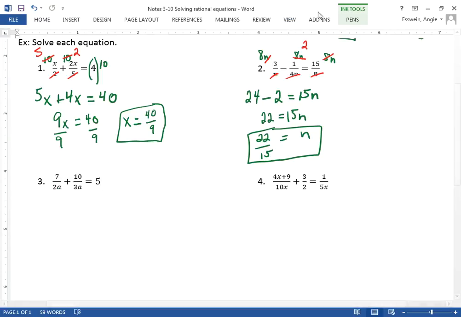What will make 2a and 3a cancel? 6a, yeah. So you got 6a, 6a, 6a. And now 2a goes into 6a how many times? That whole thing gets canceled and we get a 3 there. 3a goes into 6a twice. So we're left with 21 plus 20 equals 30a.